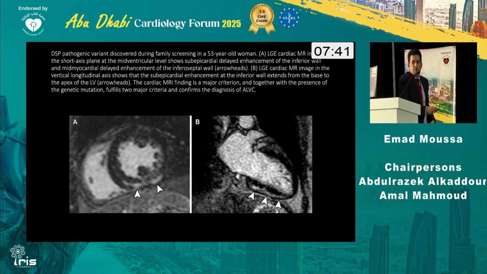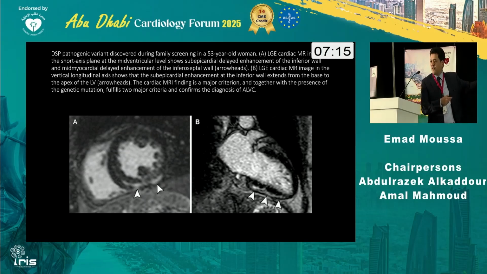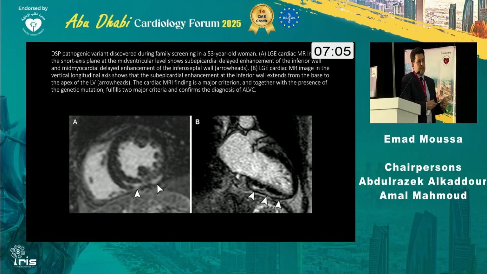Here is an example of arrhythmogenic left ventricular cardiomyopathy. In this case, we can clearly see the left ventricle demonstrating the classical subepicardial late gadolinium enhancement in the inferior wall of the left ventricle. This alone is considered as a major diagnostic criterion for arrhythmogenic cardiomyopathy. However, you can't rush to establish the diagnosis until you have a genetic positive result. So the next step after finding this is to move to genetic assessment. And if the genetic assessment is positive, that is enough to establish the diagnosis of arrhythmogenic left ventricular cardiomyopathy.